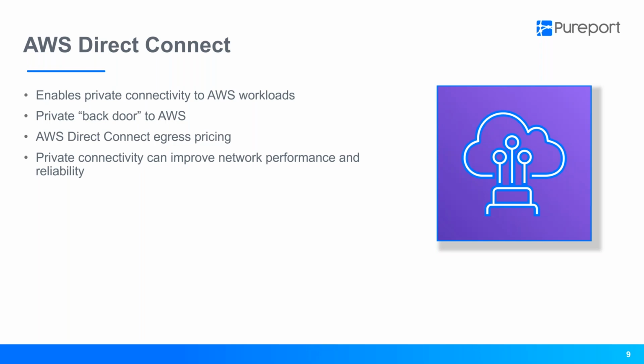AWS Direct Connect enables private connectivity into your AWS workloads. At PierPort, we like to call it a backdoor to your AWS workloads, or a private backdoor to your AWS workloads. The benefit of Direct Connect is multiple. There are multiple benefits. One of the key ones can be an economic benefit.